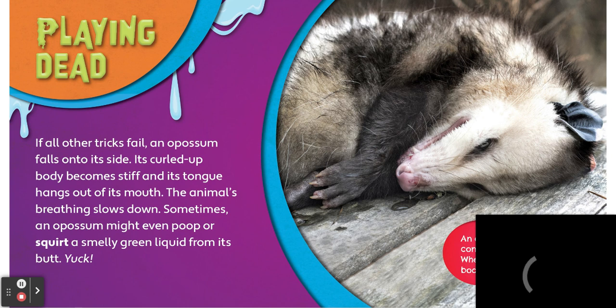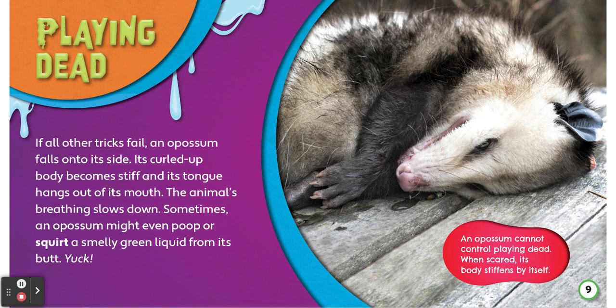All right, now we got yellow boldface words called playing dead. What is it? And how does it help the reader? It's the heading and tells us what we're about to read. Good job. So I know I'm going to learn about playing dead now. Excellent.